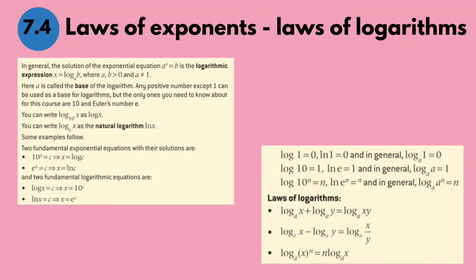Moving on to chapter 7.4, Laws of Exponents and Laws of Logarithms. The basic idea of this chapter is that a logarithm is the opposite of a power. In other words, if we take a logarithm of a number, we undo an exponentiation. In general, the solution of the exponential equation a^x = b is the logarithmic function x = log_a b, where a, b > 0 and a ≠ 1. The most important thing is to make sure that we get all the concepts right and apply the correct law in our practices and especially during the examinations.